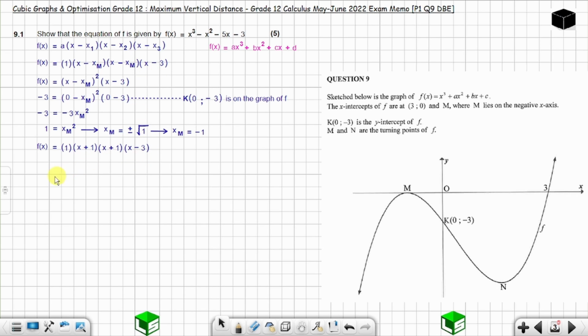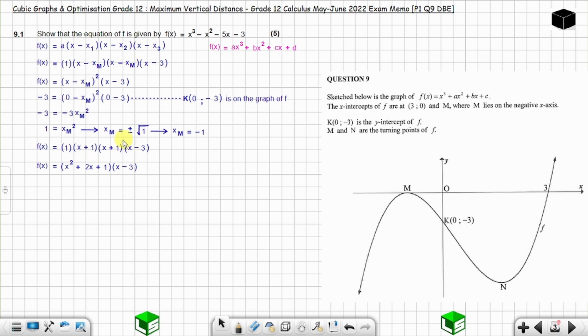Okay. So f of x is equal to 1 times this. You still have this. So you have x times x, which is x squared. And then x times 1, which is x. And 1 times x, which is x. So you have x plus x, which is 2x. So you have plus 2x. And then you have 1 times 1, which is 1. So you have plus 1. You close the bracket times this bracket.